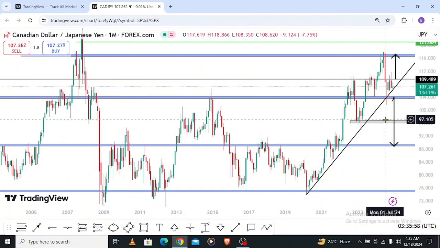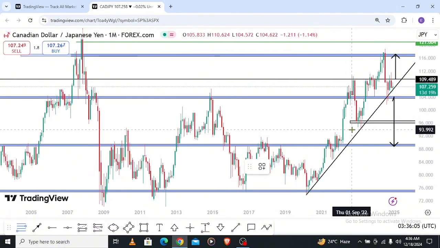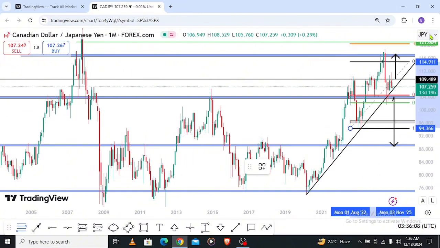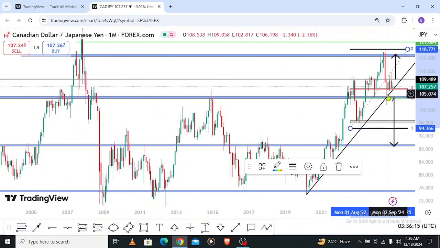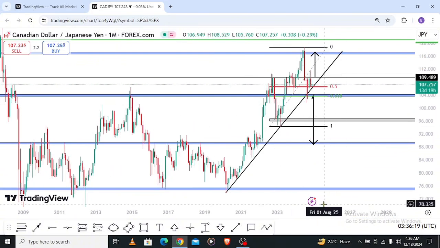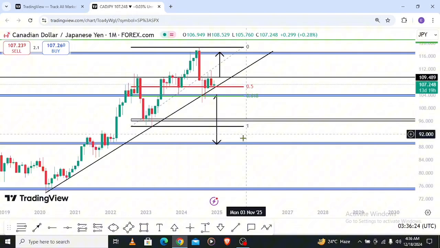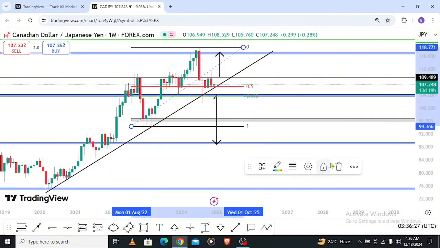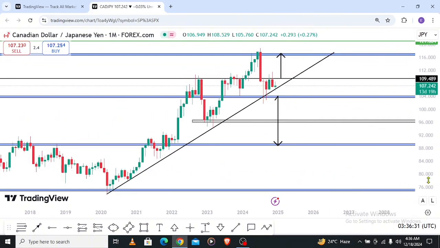So now what we're looking for, CAD JPY is still very much bullish. If you bring out your Fibonacci and draw it from swing low to swing high, you're going to see that this Fibonacci is still holding the market to the upside. So I'll just take it out because of the many lines. I don't want my charts to look too rough, especially when I'm teaching.